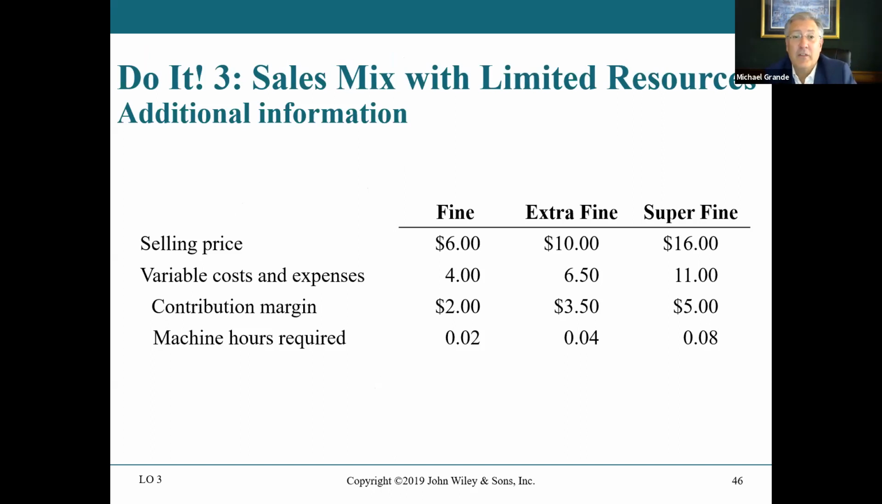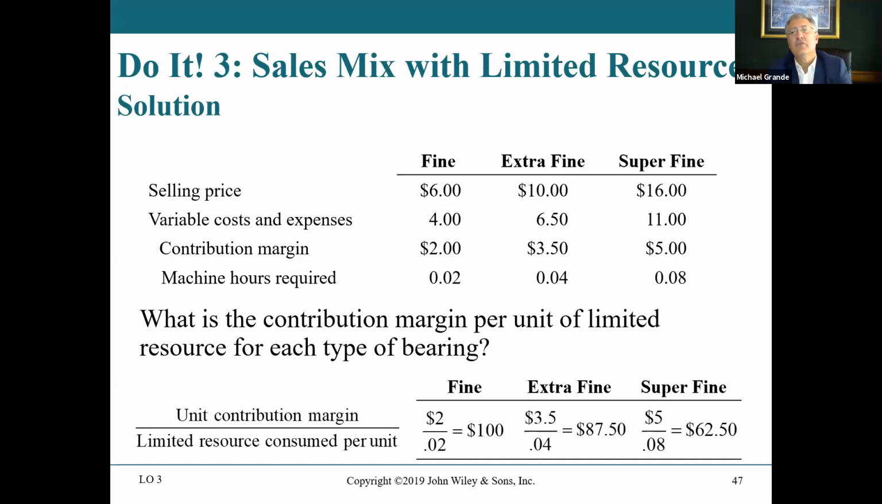So they're providing you the sales price per unit. You can see the super fine is the most expensive. Variable costs and expenses, and contribution margin. Machine hours required for each one of these. What is the contribution margin per unit of limited resource for each type of the bearing? So it's going to be what? It's going to be the contribution margin divided by the machine hours.